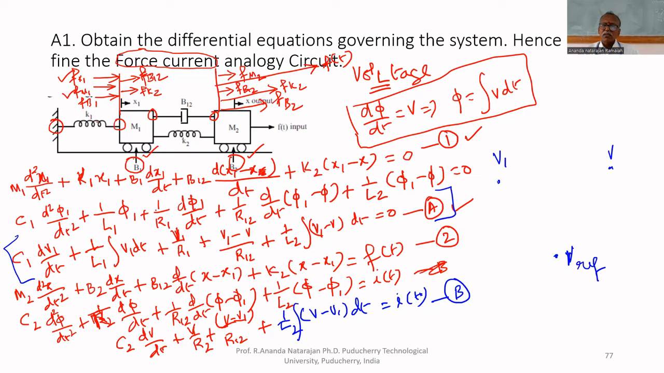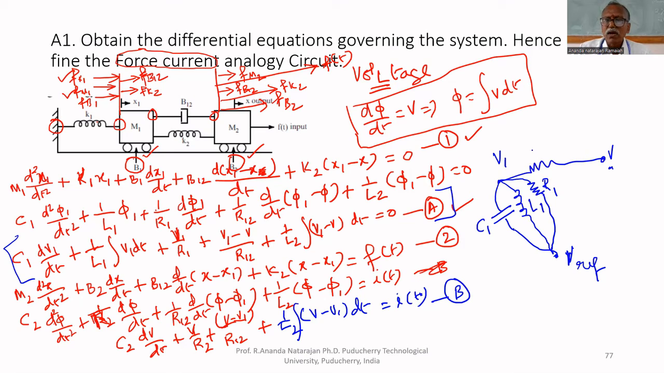Therefore, C1 is parallel with L1, which is also between V1 and V reference. Then R1 is also here. Then (V1 minus V) upon R12 is between V and V1. R12 is between V1 and V. L2 is also between V1 and V, and we have to draw it parallel. That's all about equation A, partially completed.